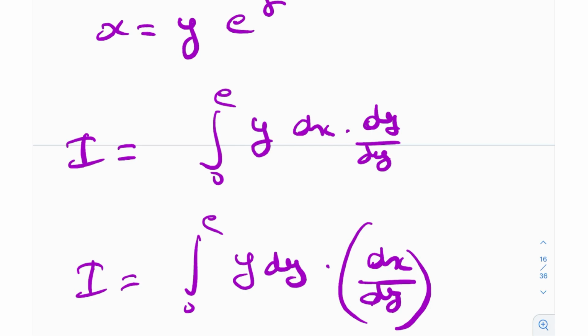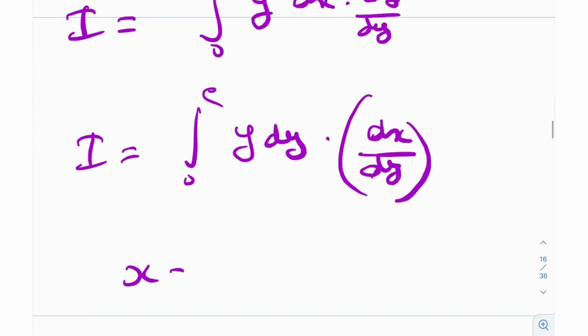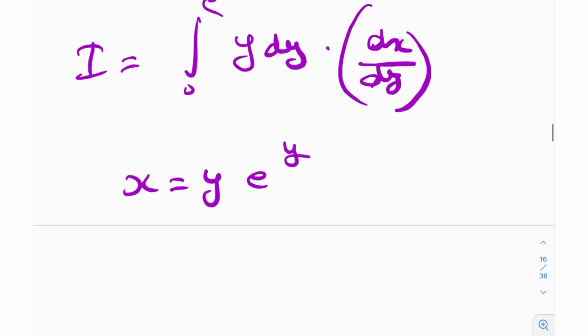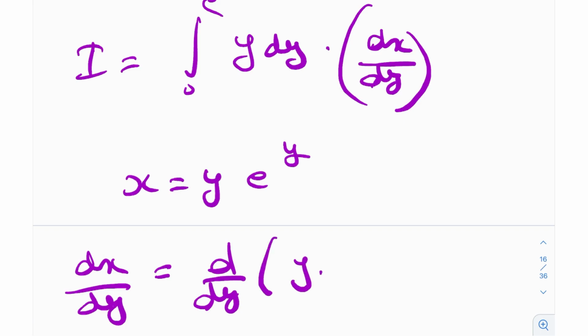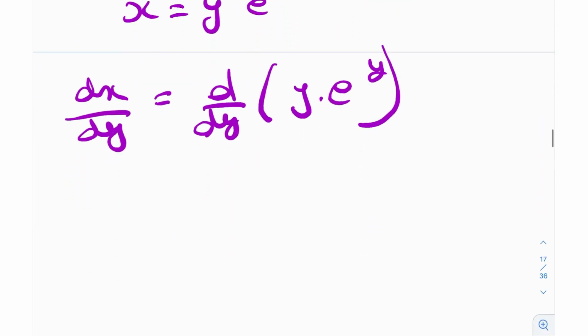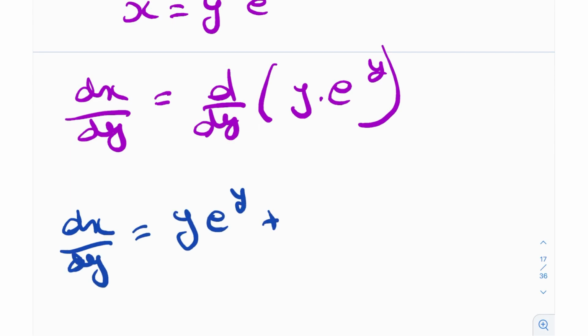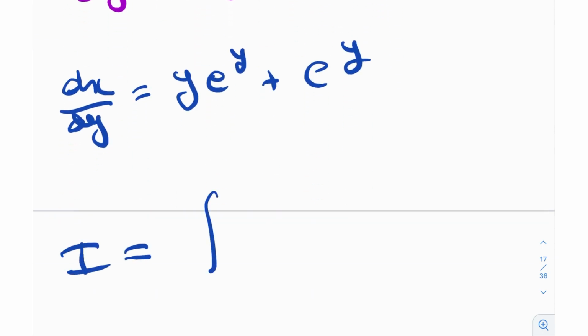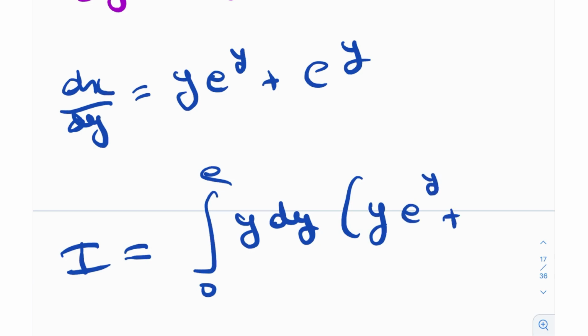And can we find dx by dy? Of course we can. We know that x is y times e raised to power y. Just differentiate this with respect to y. The derivative of y times e raised to power y with respect to y is nothing but dx by dy, and that can be easily evaluated using the product rule. So dx by dy becomes y times e raised to power y plus e raised to the power y. So our integral I becomes the integral from 0 to e of y dy times dx by dy, which is y times e raised to power y plus e raised to power y.